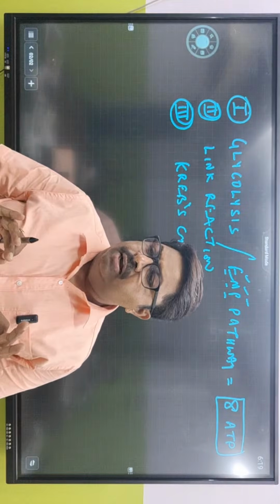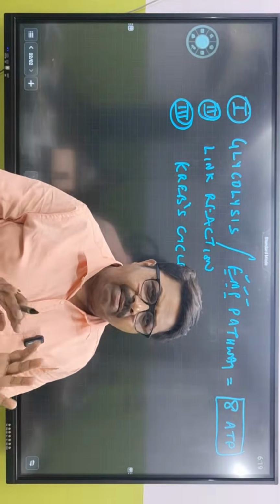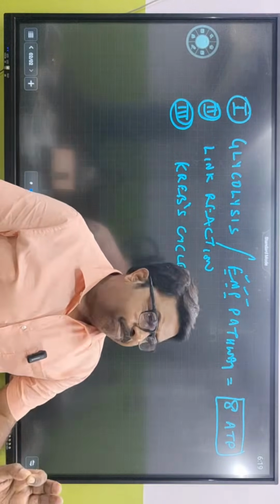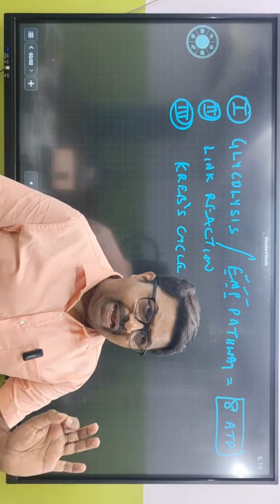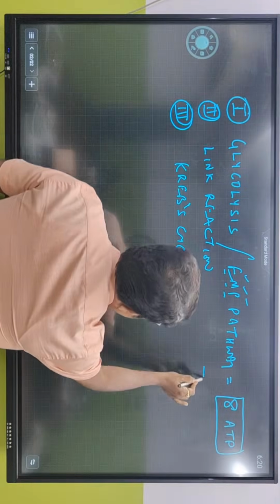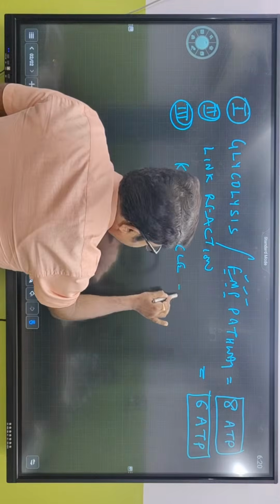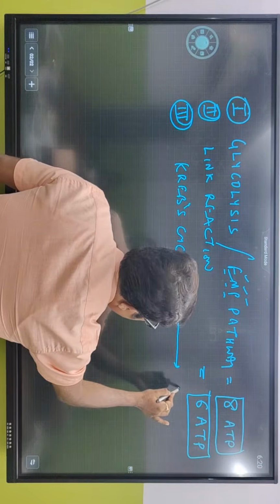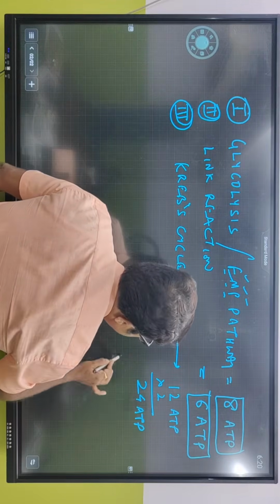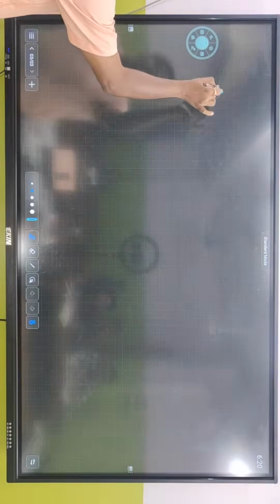Now I'm not differentiating substrate level phosphorylation and oxidative phosphorylation. We are not going to talk about that right now. But the net gain of ATP that we get out of glycolysis is 8 ATP. Under the link reaction we get 6 ATP. And when we talk about the Krebs cycle, we get 12 ATP in one Krebs cycle, into 2 will fetch us 24 ATP. So these three together make 38 ATP molecules. Now, let us get into these details.